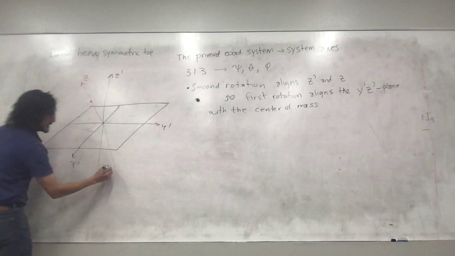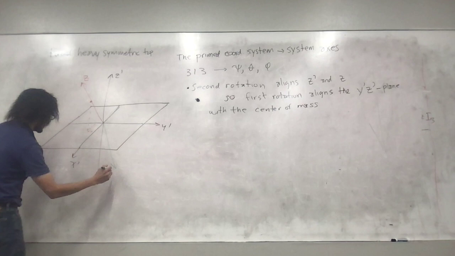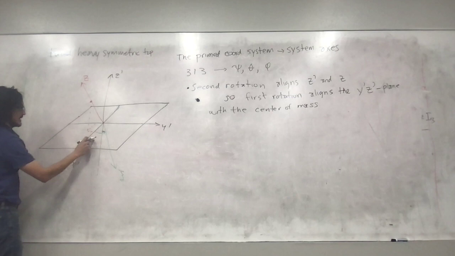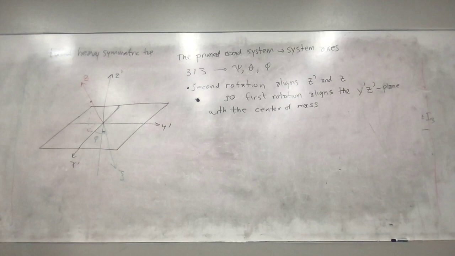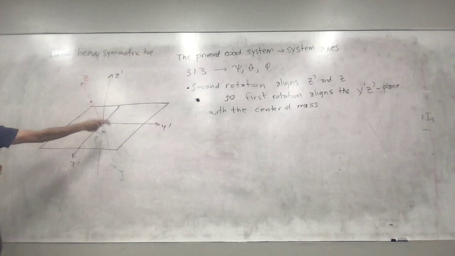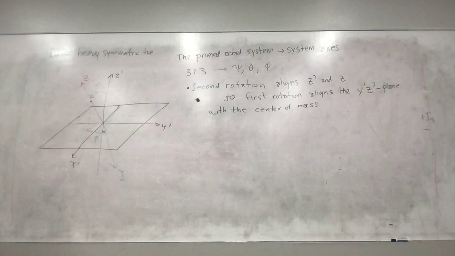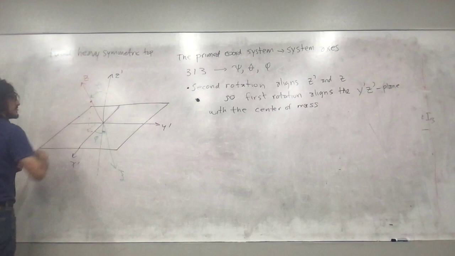And this one, I'm going to call it psi. So I guess Greek X. And this angle over here is going to be phi. And then we're going to rotate this one counterclockwise. And so this is the second angle. This one is theta. And then it's going to be about this one over here. And so this is a rotation.